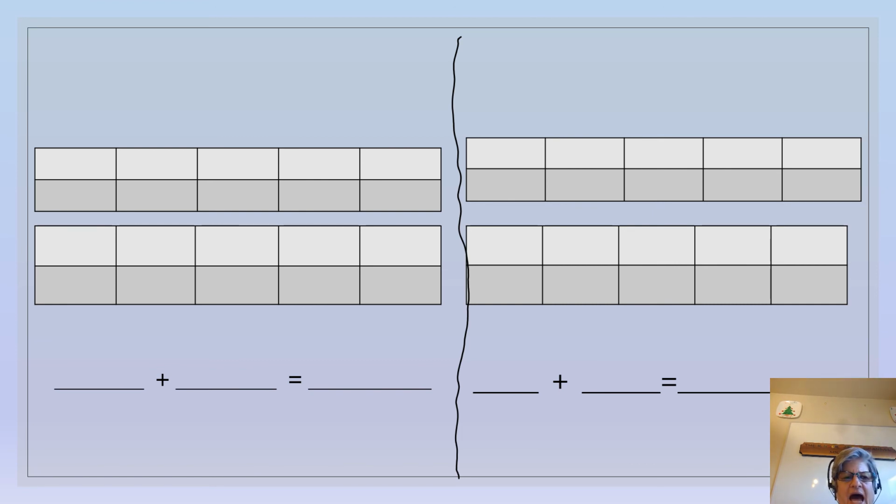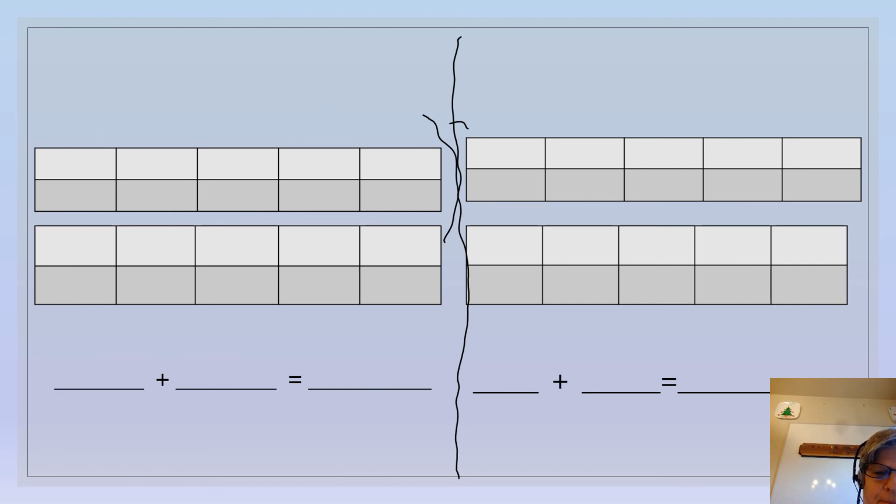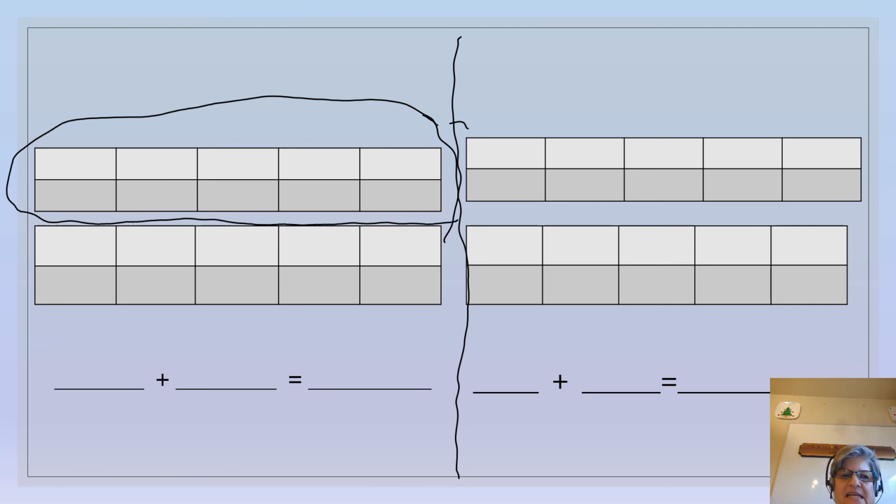Now, first of all, you may have forgotten what a 10 frame is. Let me circle a 10 frame. That's a 10 frame. Whoops. Let me erase one that went over. Oops. This is a 10 frame. And the reason it's a 10 frame is because it has 10 squares in it. Remember, let's count. 1, 2, 3, 4, 5, 6, 7, 8, 9, 10.